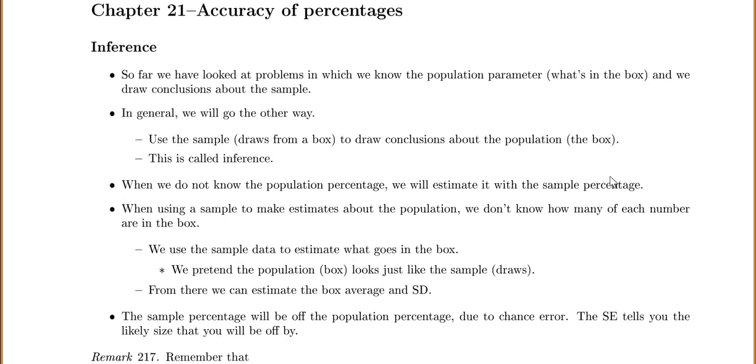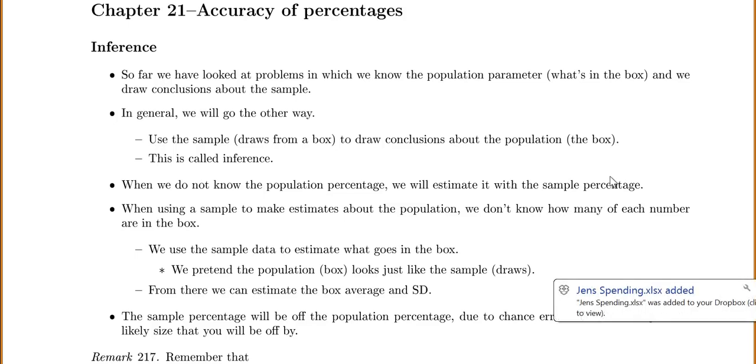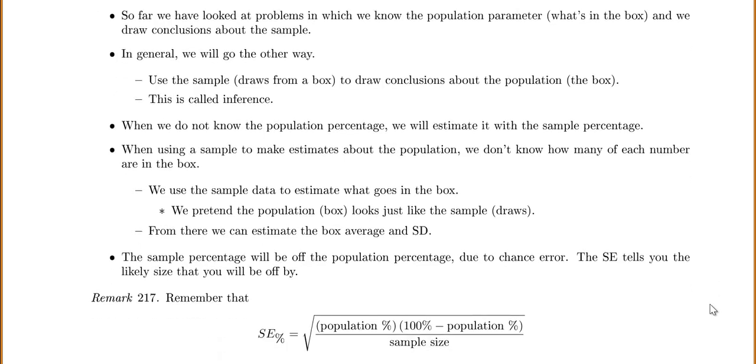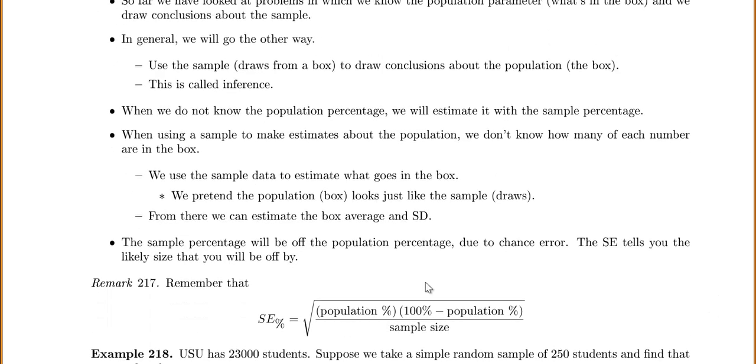Just as a note, your sample percentage is going to be off from the population percentage just due to chance error. And the standard error tells you how much you're likely to be off by. Now as a remark, remember that the standard error of the percentage is equal to the square root of the population percentage times 100% minus the population percentage, over the sample size.